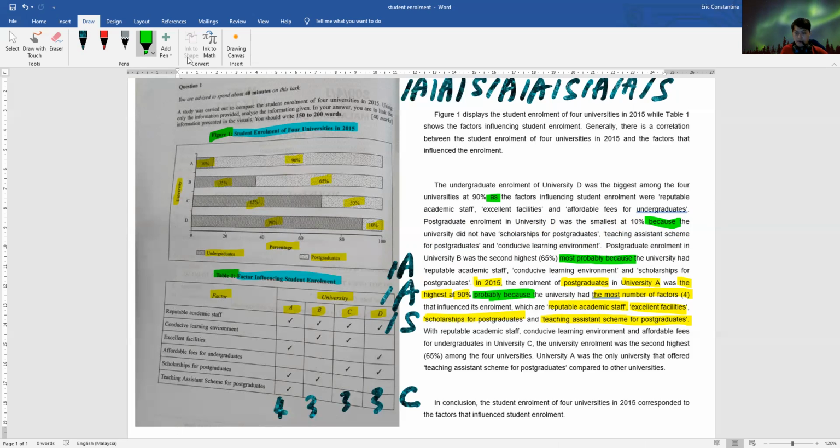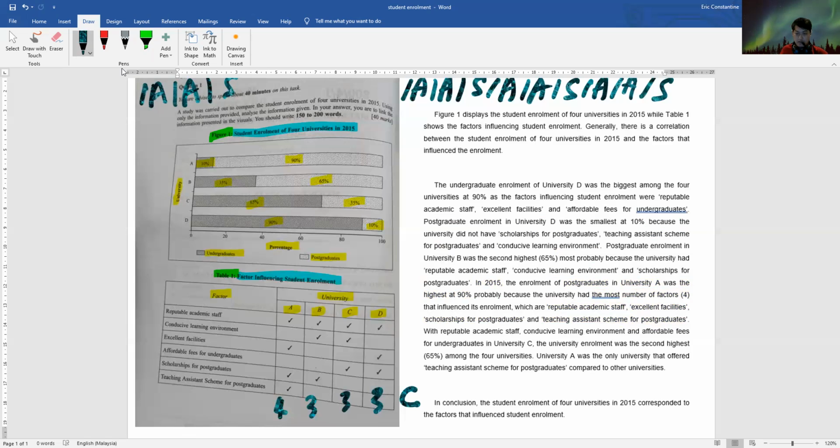Okay, now I have 1A, 1A, 1S. So can I just put it somewhere here first? Maybe this one. 1A, 1A, 1S. Okay, so easier for me to remember. So this part is done for the analysis.